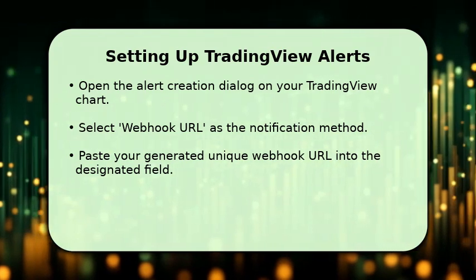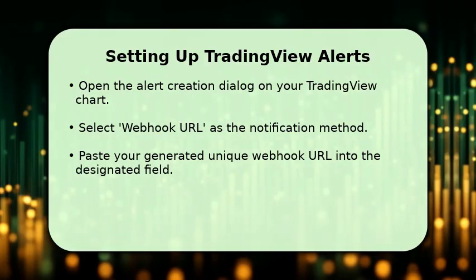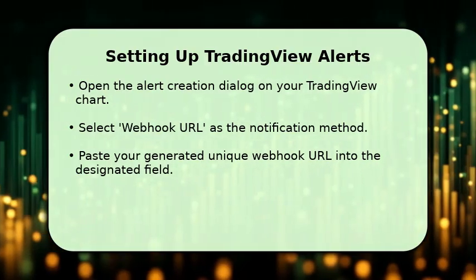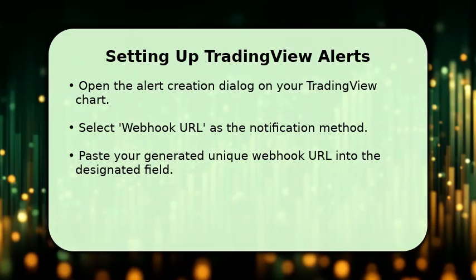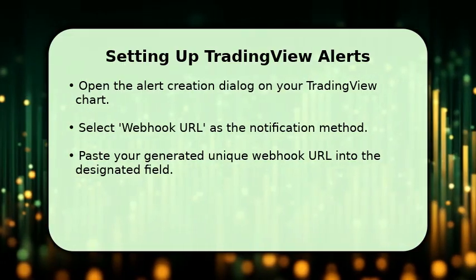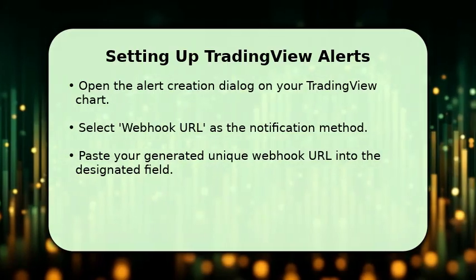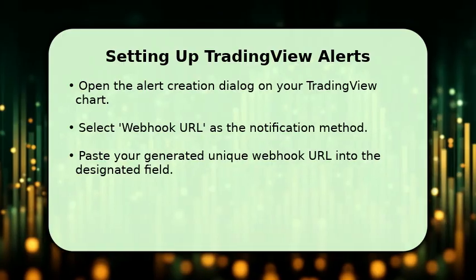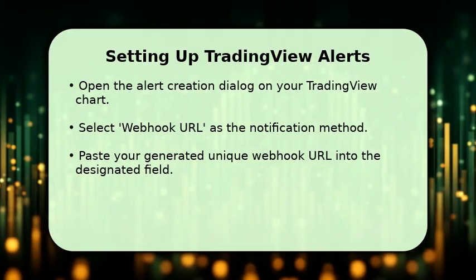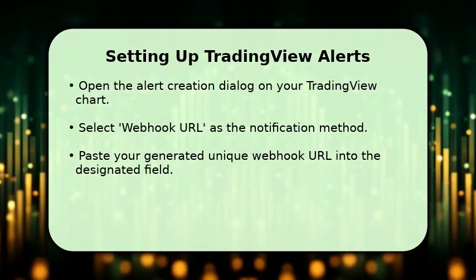Open the Alert Creation dialog directly on your chart. Under the Notifications tab, select the webhook URL option. Carefully paste your unique, generated webhook URL into the provided field. You can also customize the alert message content using various variables, allowing for detailed information. For optimal precision, consider setting the alert frequency to once per bar close or once per bar.